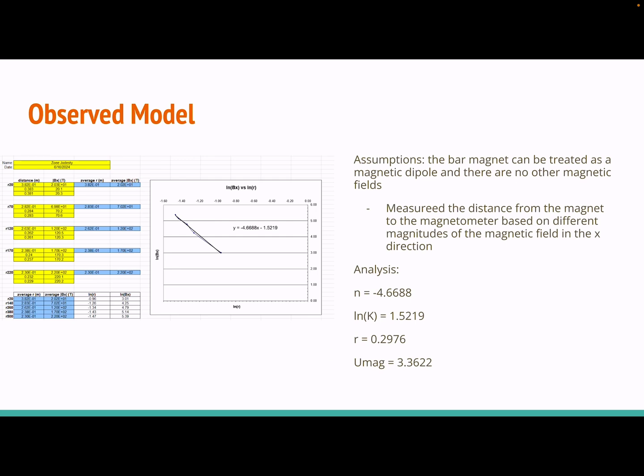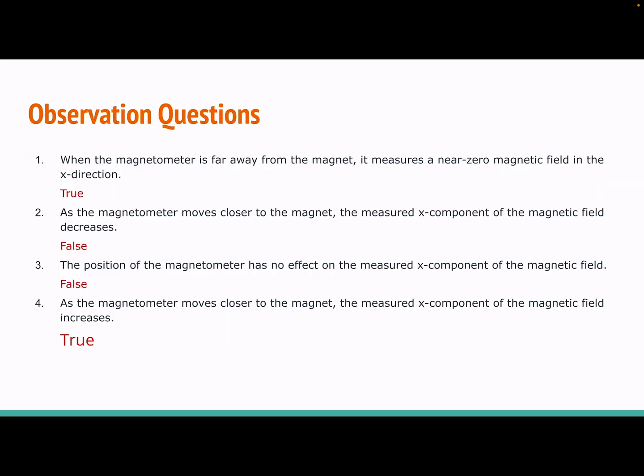So for my n value, I got negative 4.668. For my natural log of k, I got 1.5219. And then for r, I got 0.2976. And for my UMAG, I got 3.3622.